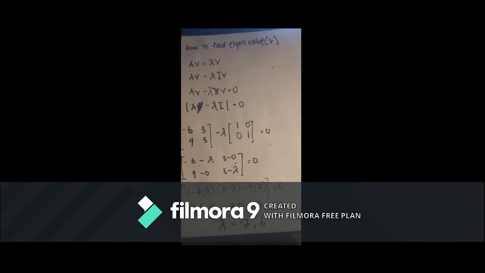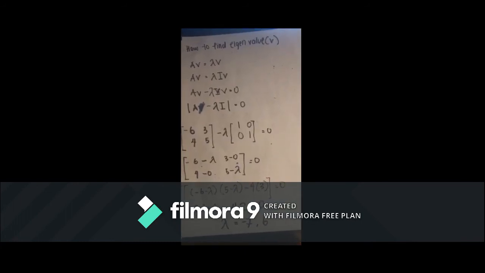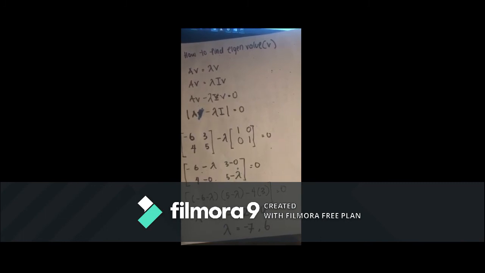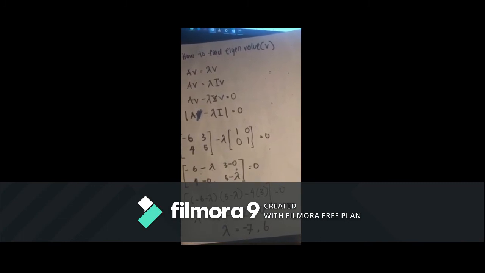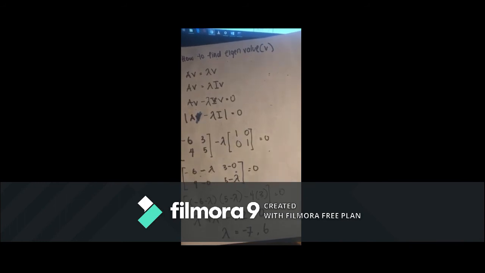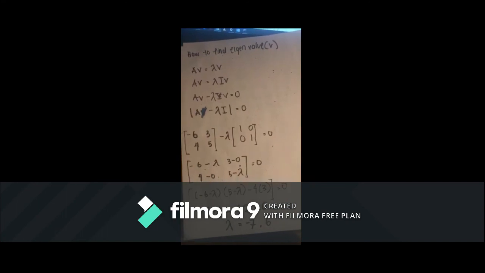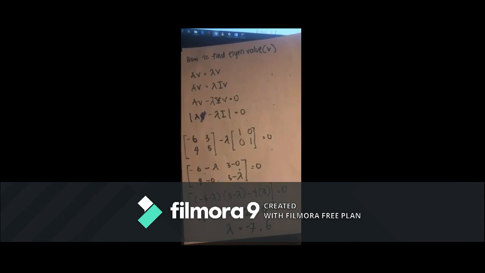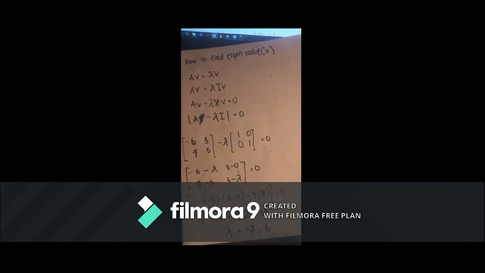Next, I'm going to show you how to find the eigenvalue in a 2 times 2 matrix. In the earlier equation, Av equals lambda v, we use that equation to find the eigenvalue of the matrix. How? We add the identity matrix to the right hand side. In the end, we get A minus lambda times identity equals 0. As you can see from the question below, negative 6, 4, 3, 5 is the matrix A, and lambda is multiplied by the identity matrix, which is 1, 0 and 0, 1, equals 0.